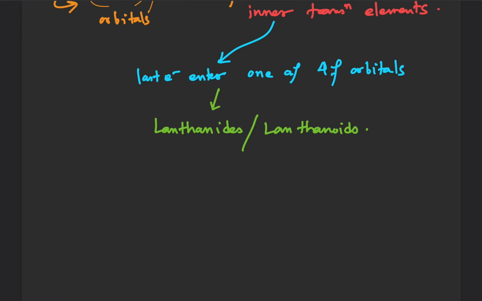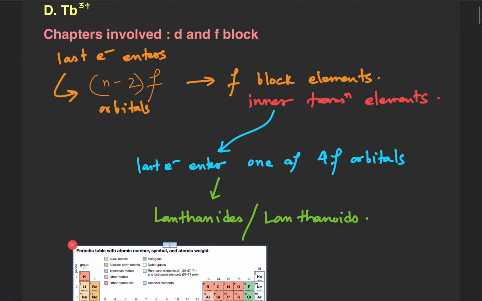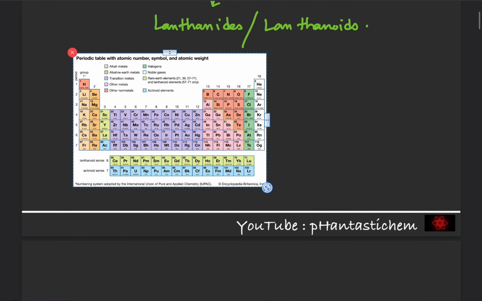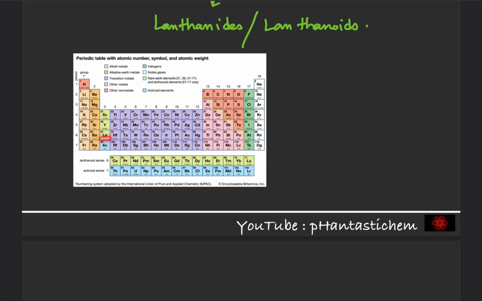Okay, so I have the periodic table. So here you can see this is my lanthanum, and after lanthanum I have these lanthanides or lanthanoids. These are known as lanthanoids because they come immediately after lanthanum. Lanthanum atomic number 57, cerium 58.